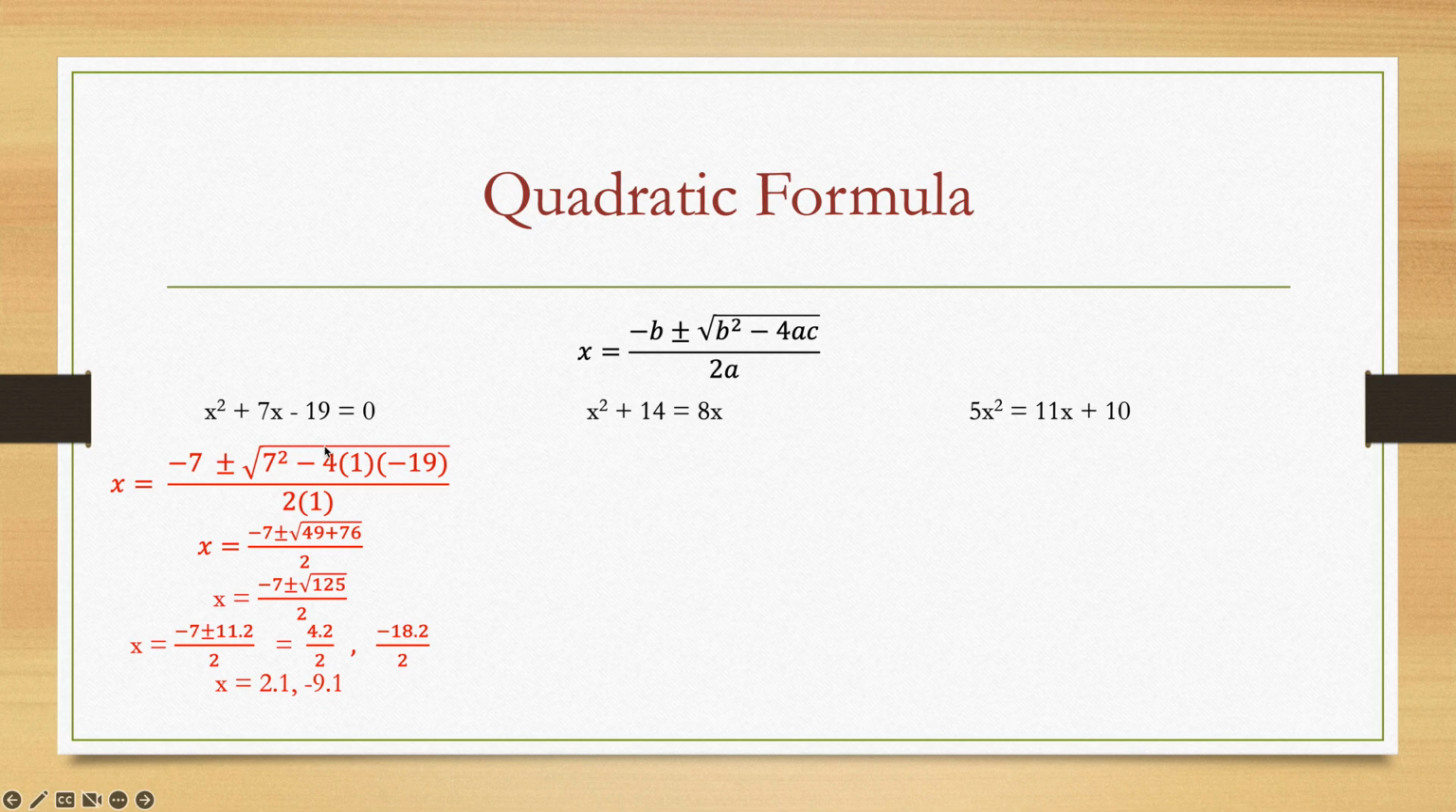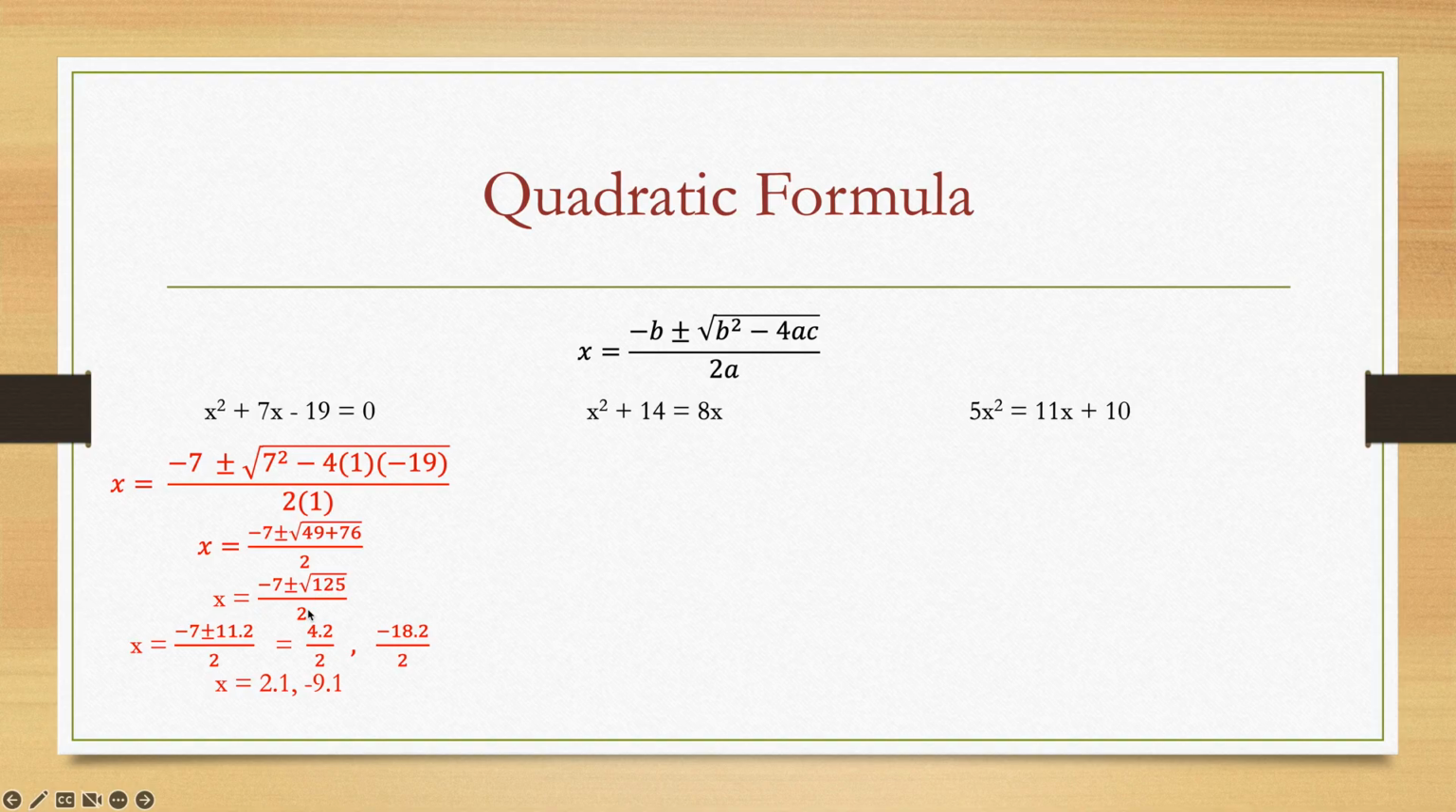If you have a graphing calculator, which we have strongly recommended, you just type it in exactly the way it appears, and it will tell you the value. All over, 2 times 1 is 2. Now, I would just do the radical part by itself, and I'll explain why in just a minute. This is negative 7 plus or minus, and if you add 49 and 76, I get 125. So that's negative 7 plus or minus the square root of 125 over 2.